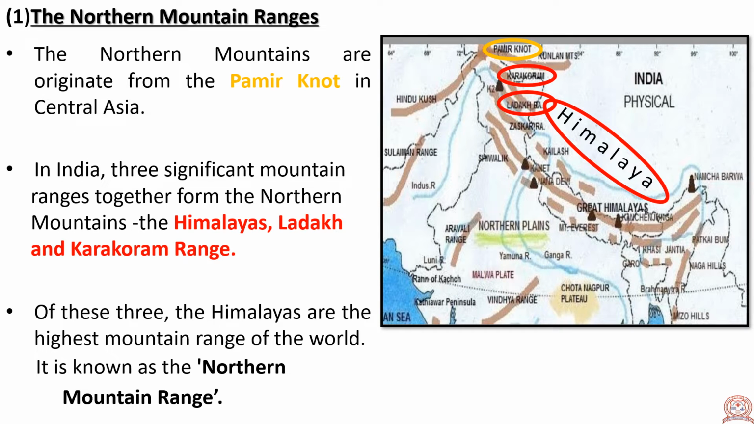First one, the northern mountain ranges. The northern mountains originate from the Pamir Knot in Central Asia. In India, three significant mountain ranges together form the northern mountains: the Himalayas, the Ladakh range, and the Karakoram range. Of these three, the Himalayas are the highest mountain range of the world. It is known as the Northern Mountain Range.